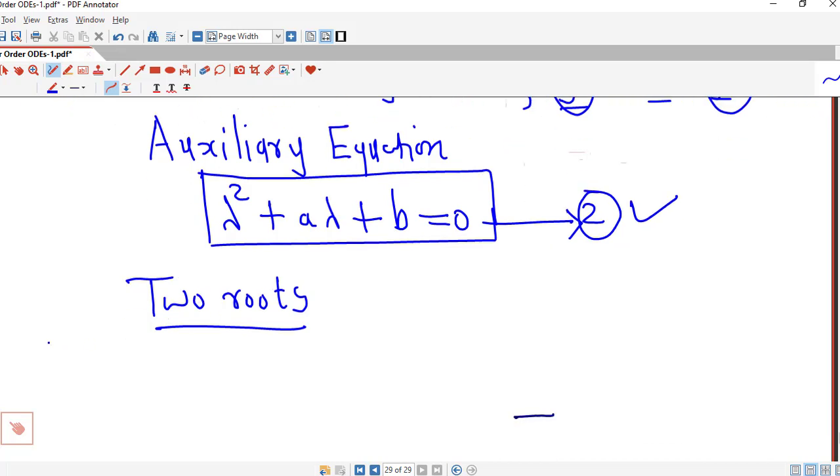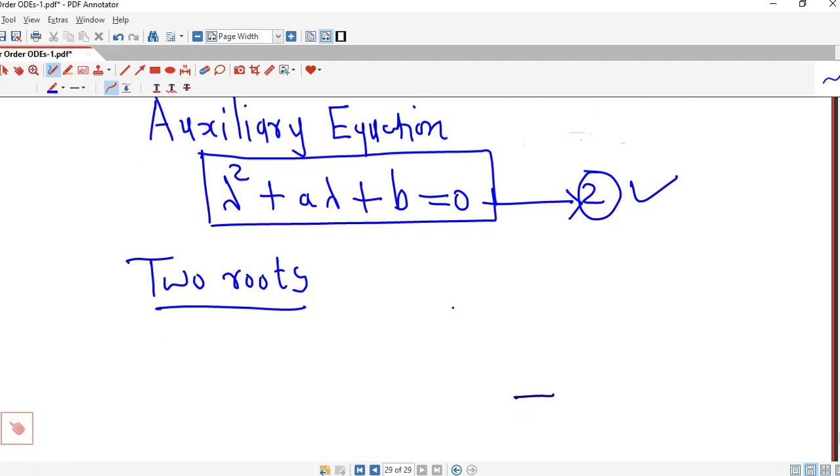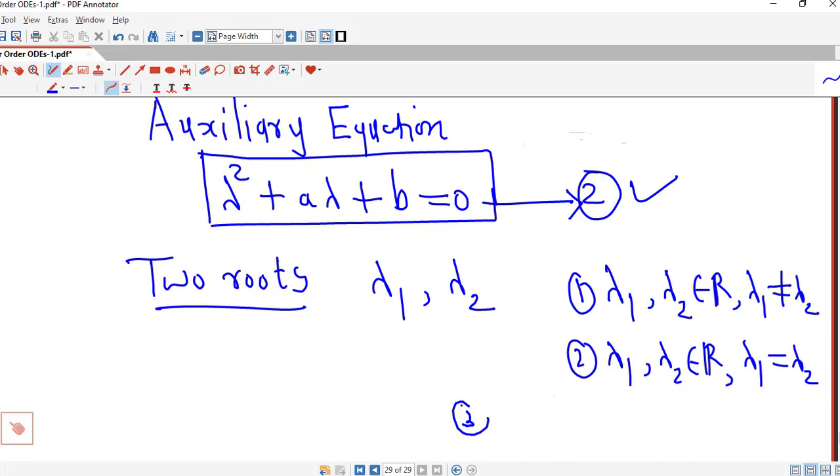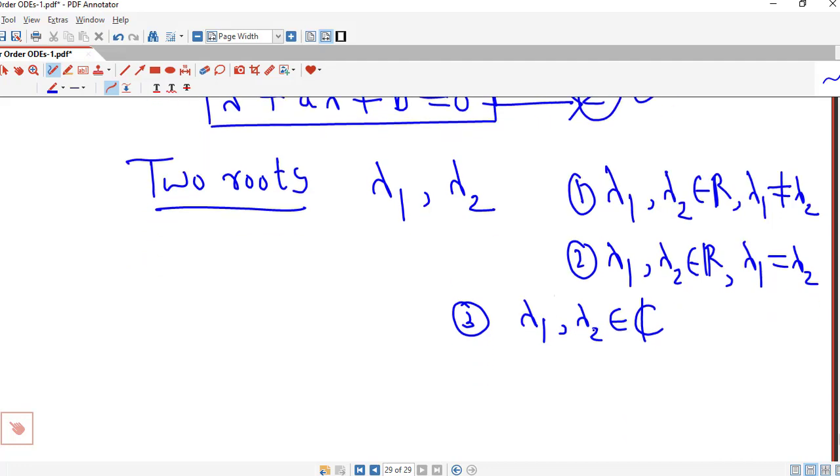Now there are different possibilities for these two roots. Suppose the two roots are lambda 1 and lambda 2, then there are different cases. Lambda 1 and lambda 2 are real numbers and both are different. This is the first possibility. Another possibility is lambda 1 and lambda 2 are real numbers and they are equal, and the third possibility is lambda 1 and lambda 2 are complex numbers. The set of complex numbers is denoted by C.